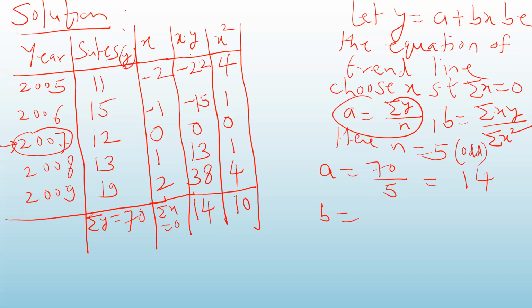What is b? b is summation of x into y, that is 14, and summation x square is 10. So it is 1.4. Okay, so you got the values of a and b. Once you have got the values of a and b, put them back in this equation. So you will get the equation of trend line.